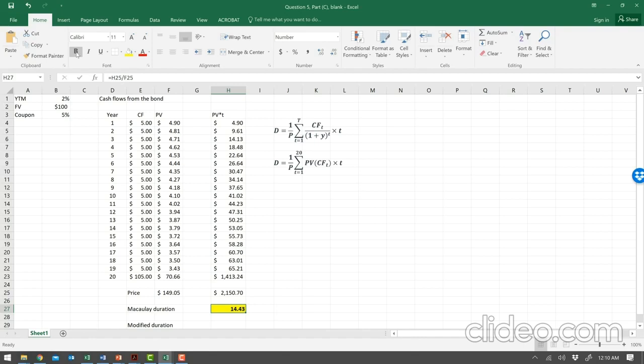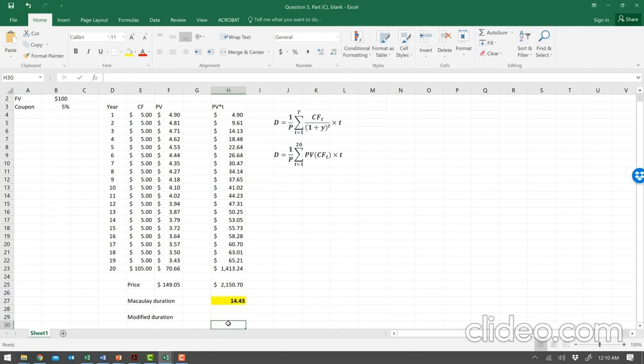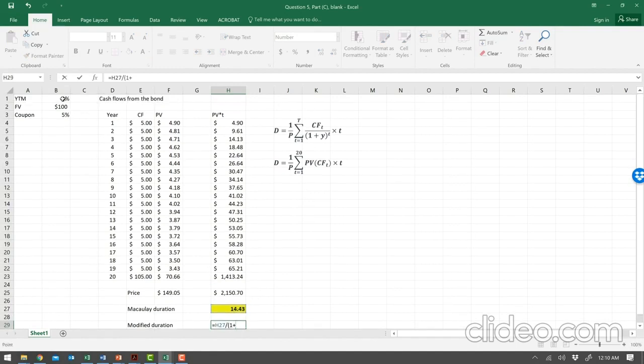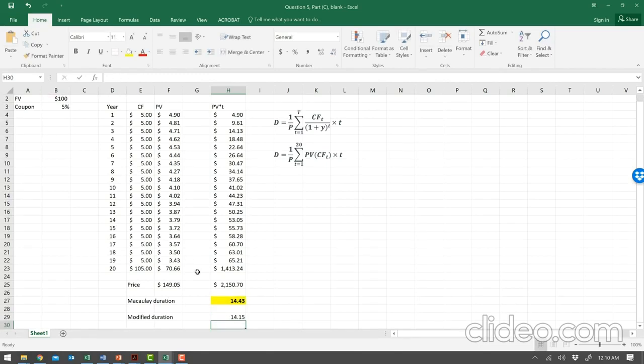Now, the final step here, what I will do is compute the modified duration based on the Macaulay duration that you just computed. Modified duration would simply be, again, the Macaulay duration divided by 1 plus the yield to maturity in this bond, which is 2%, and this is 14.15. So the modified duration for this particular bond is 14.15.